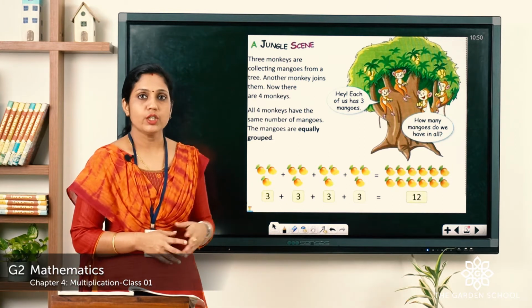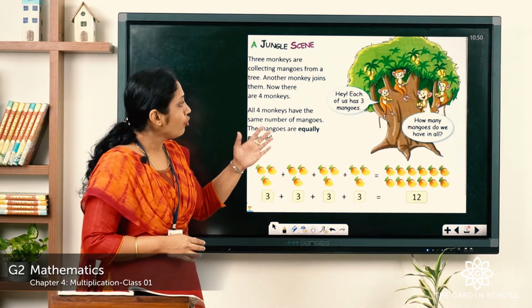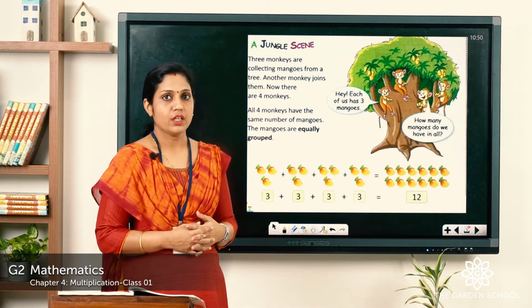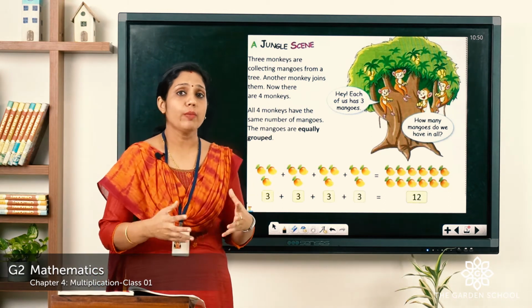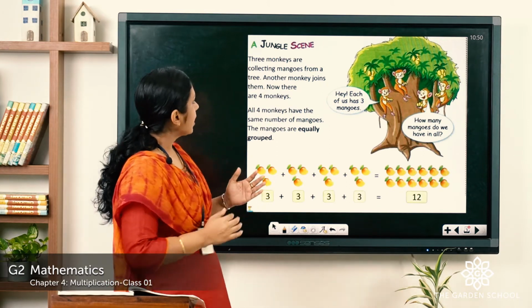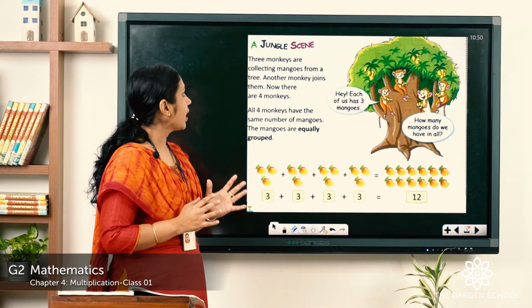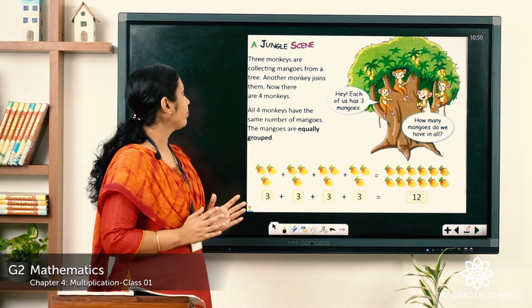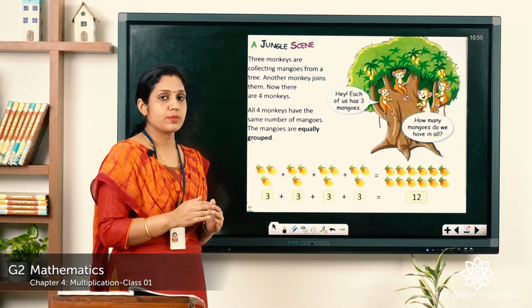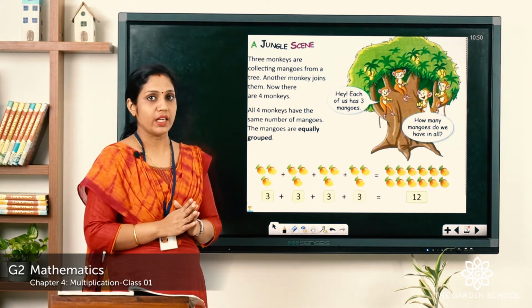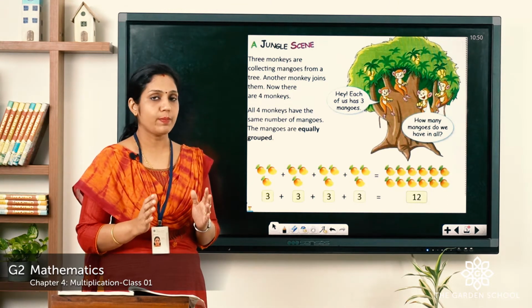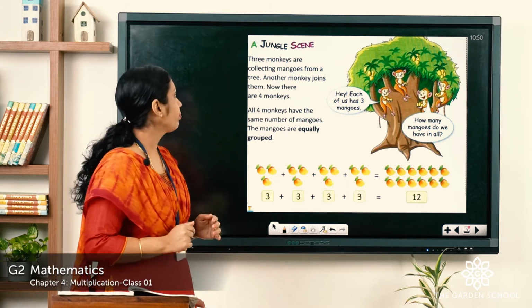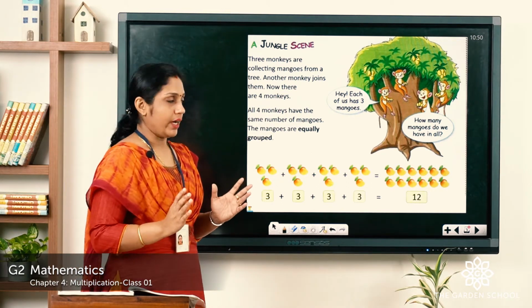In this picture, you can see on a mango tree, 4 monkeys are sitting. In their hand, they have mangoes. Now we have to find out how many mangoes are there in total. So let's find out. 3 monkeys are collecting mangoes from a tree. Another monkey joins them. So at first only 3 monkeys were there. And then another monkey joins them. Now how many monkeys are there? 3 plus 1 is equal to 4. Now there are 4 monkeys.